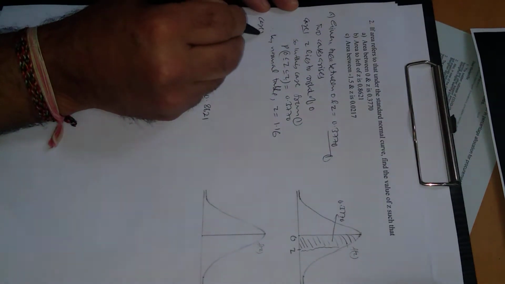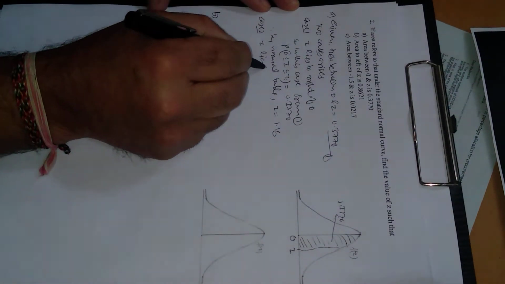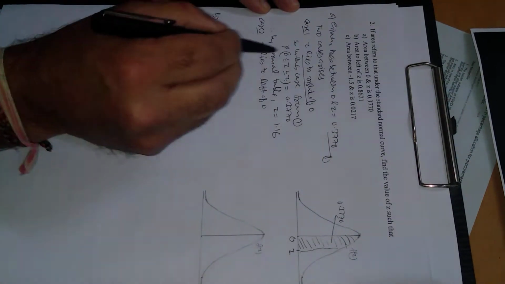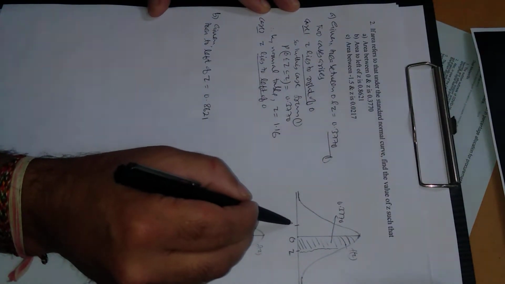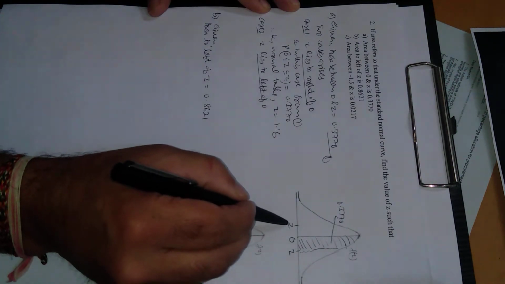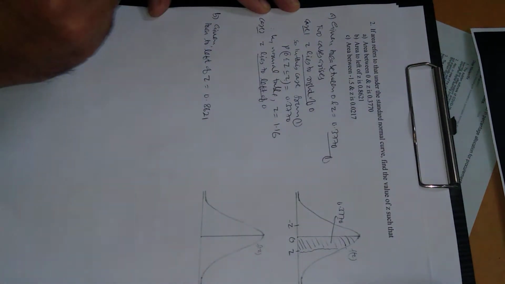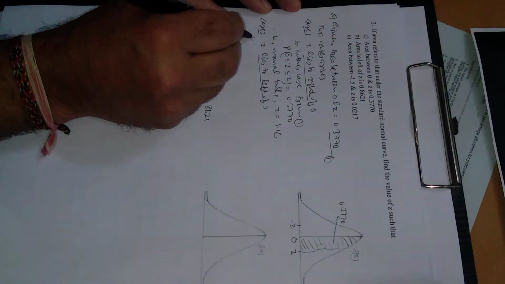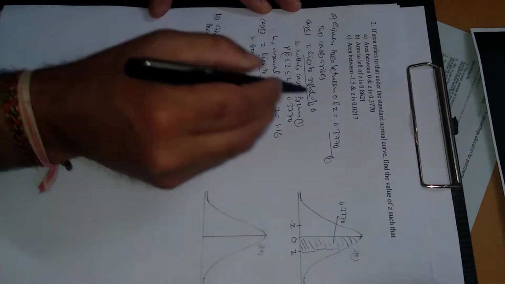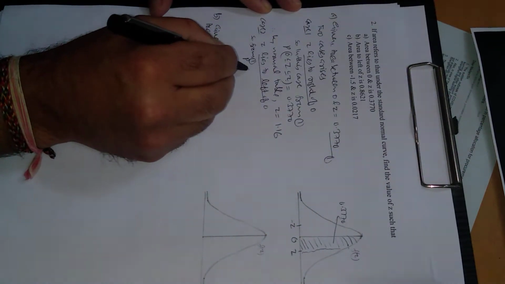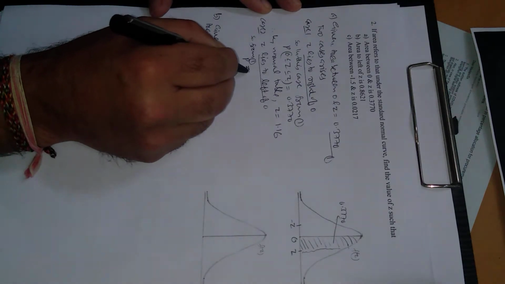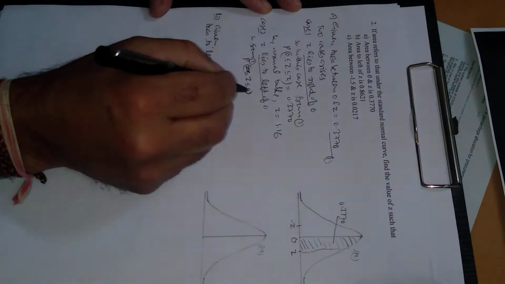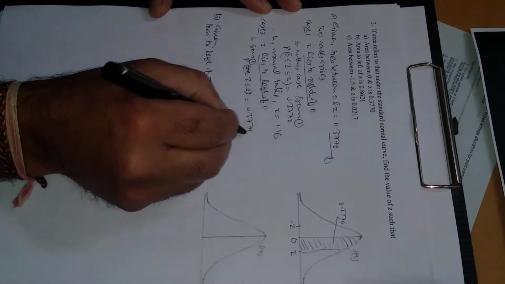Case 2, z lies to the left of 0. Left of 0 means z will be in this case at this point. So clearly z is negative. Z in this case is negative. So from this given probability, between minus z less than capital Z less than 0 will be 0.3770.